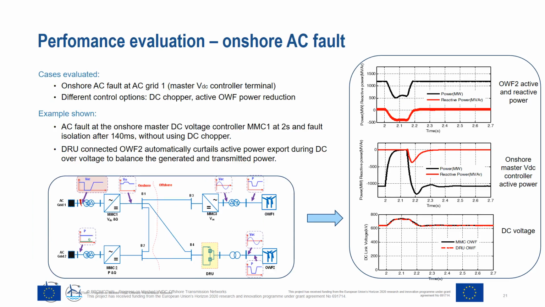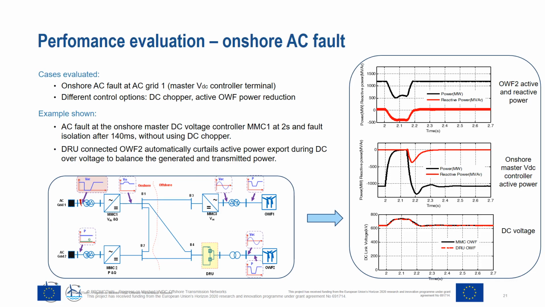Onshore AC faults have also been studied. In this example, the fault applies at the master VDC controller AC terminal. As you see here, different control options, including the use of DC chopper on the DC terminals, and active offshore wind farm power reduction, have been studied.